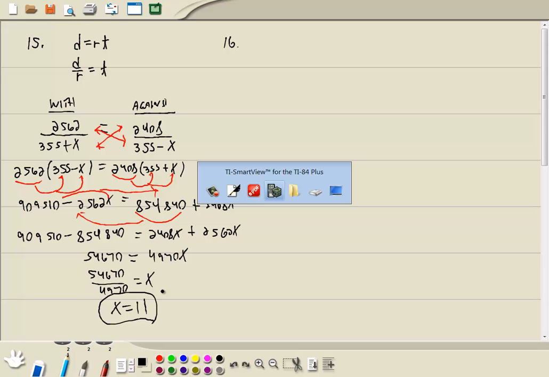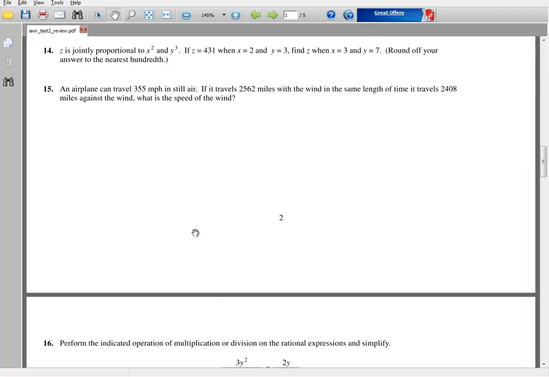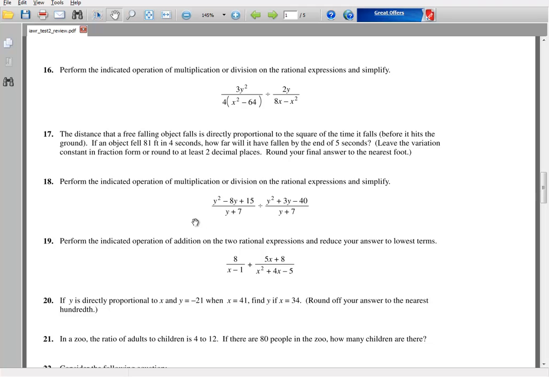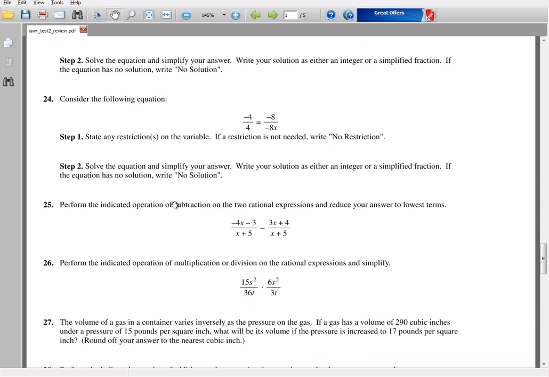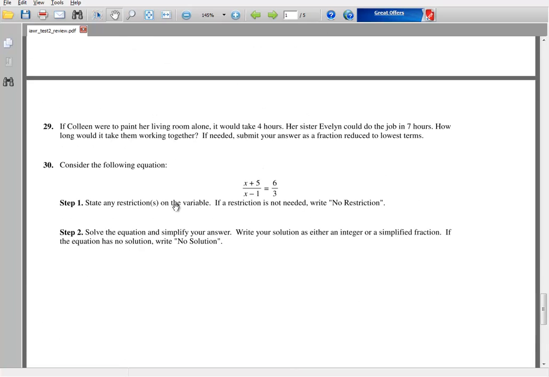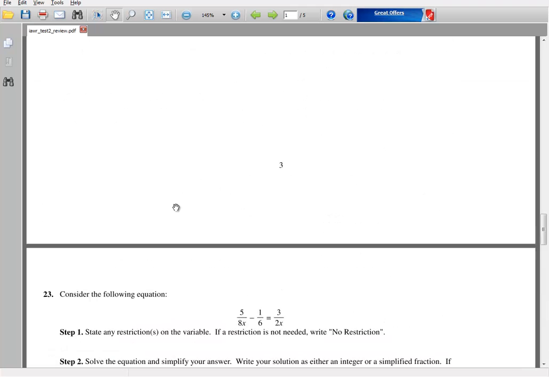Okay, number 16. Let me just look, see how many of the problems there are. Ugh, never ending.